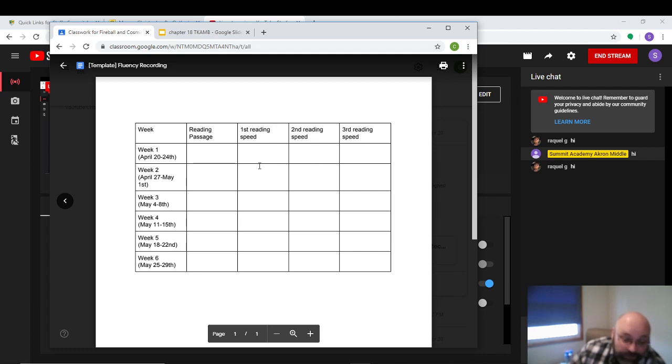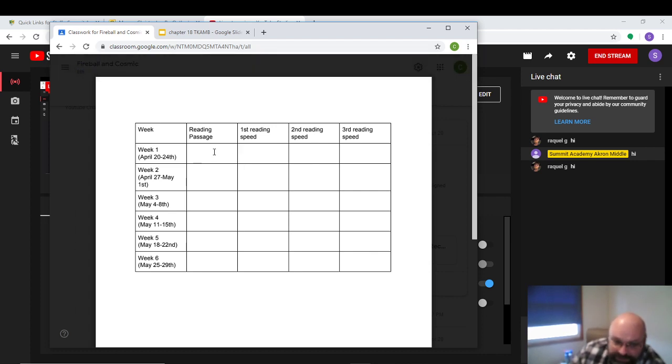And then you're also going to find this handy little organizer under the speed read challenge section. And you're just going to write the name of the passage that you read and how fast you read it each time you read it. So I made each one of you a copy of this so you can actually type in it when you pull it up, and you just list how quickly you read it.